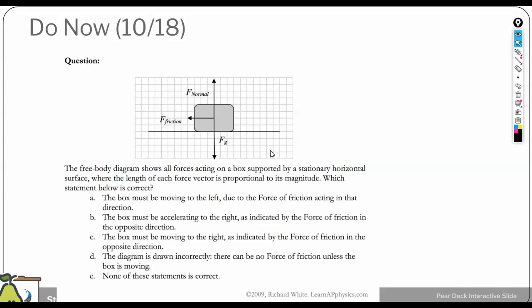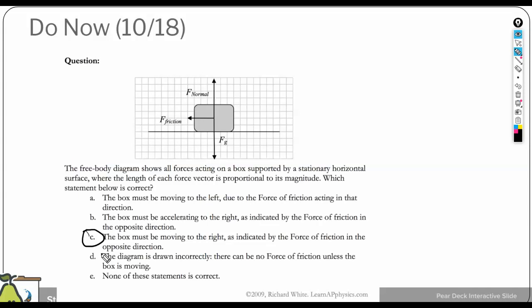Okay, so the correct answer to this question is C. The box must be moving to the right as indicated by the force of friction in the opposite direction. Now, the force of friction, as it talks about in the notes, always opposes motion or attempted motion. And so the fact that the force of friction shown here is going to the left indicates that the box must be moving or trying to move to the right, because friction always acts in the exact opposite direction of motion. Now, the other answer choices don't make sense.